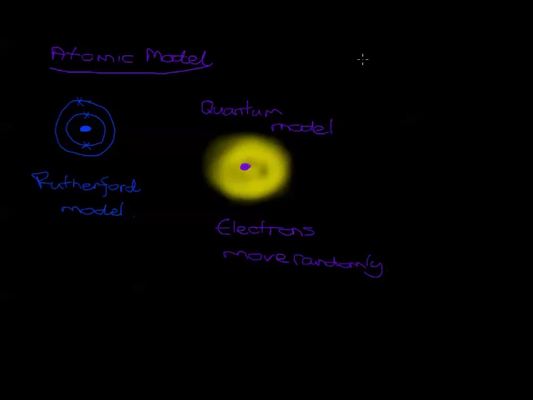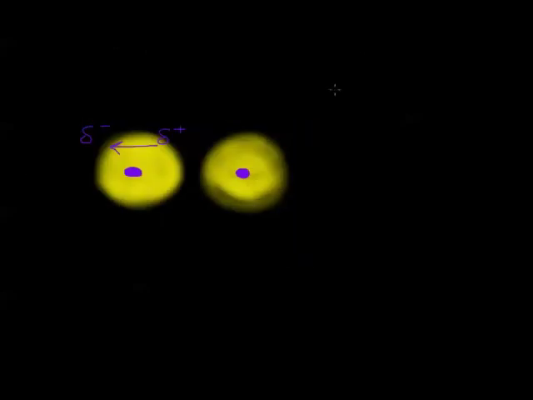So that means that in an atom, it is possible that one side of the atom can have more electrons than the other. If it's got more electrons on one side, like this one on the left, then you're going to have a delta negative charge, a more negative charge on that side. And conversely, on the other side of the atom, there's going to be a more positive charge.